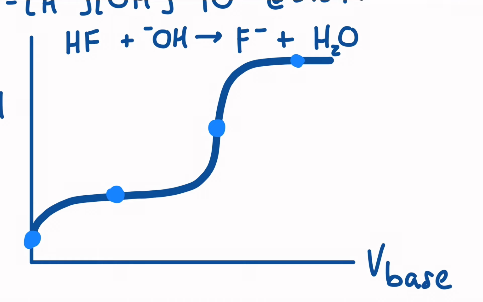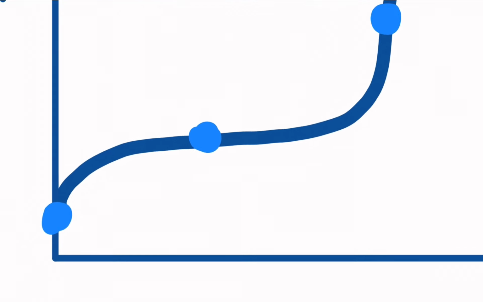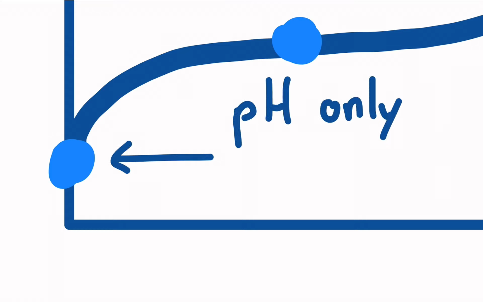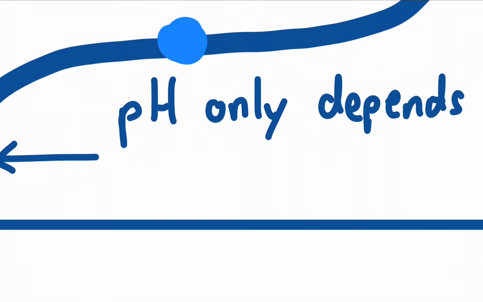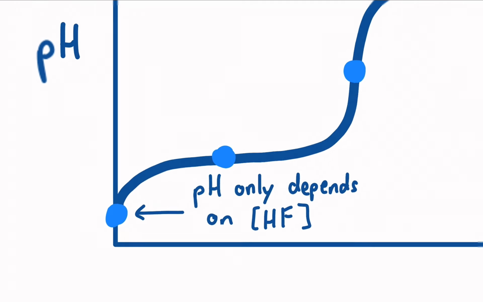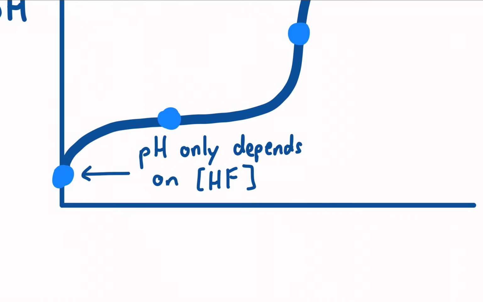And we'll see that we come across all different things that we've seen before in acid-base chemistry. Let's zoom in on just what happens at the very beginning. At the very beginning of a titration, the pH only depends on the concentration of the acid itself. We have some molarity of the acid, in this case hydrofluoric acid, and its pH is prior to anything being added. So we're just right here at a zero volume of base.